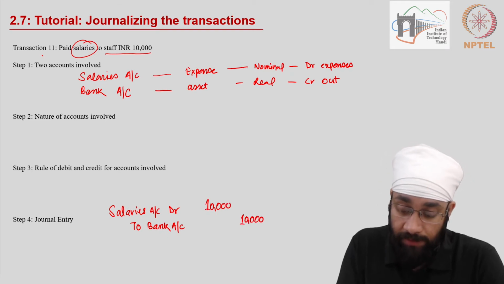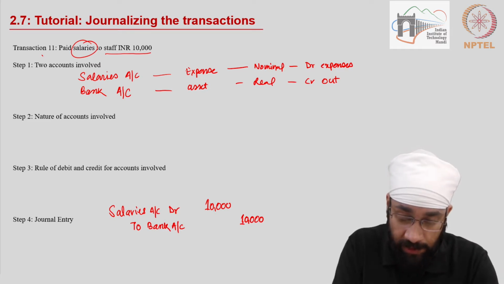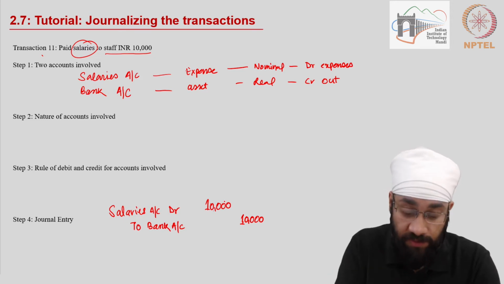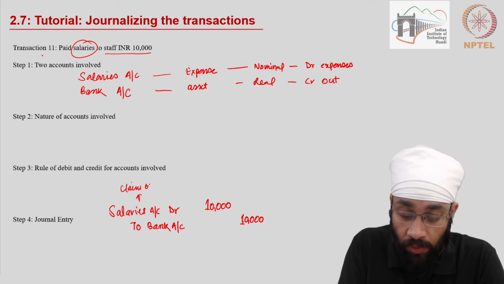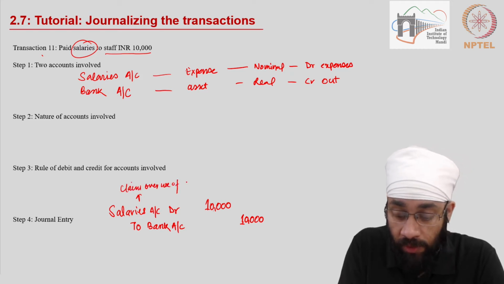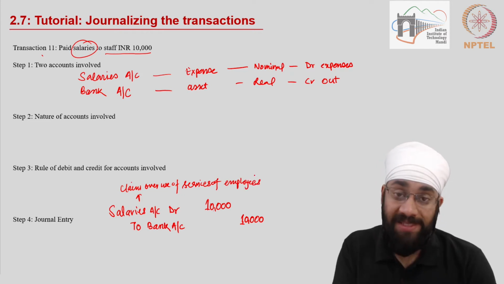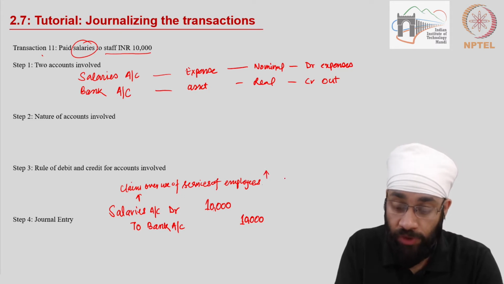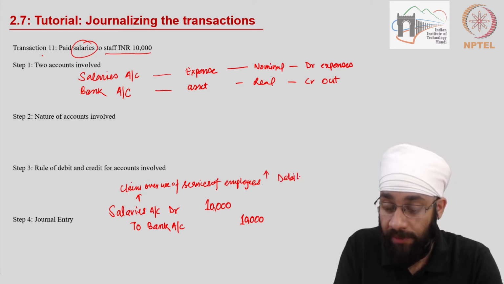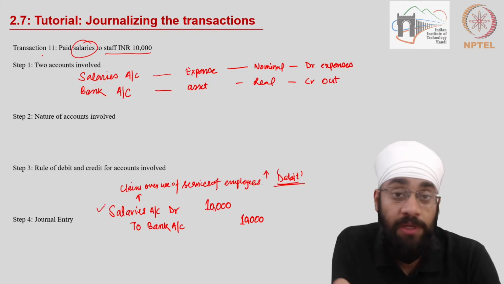Let me use the concepts of claims of business here and try to again tell you how this transaction is affecting the claims of business. Salaries represent the claim of business over the use of services of the staff, services of employees. When you pay salaries, you have an increase in the rights. So in this case, rights are going up, which means a debit should be given. Debit represents the increase in the claims of the business. Therefore, salaries account is being debited.